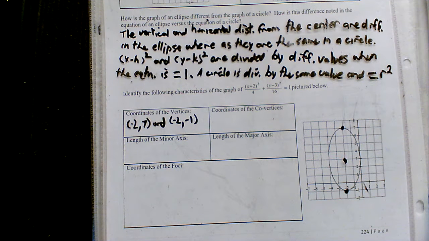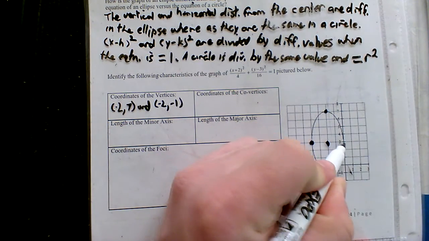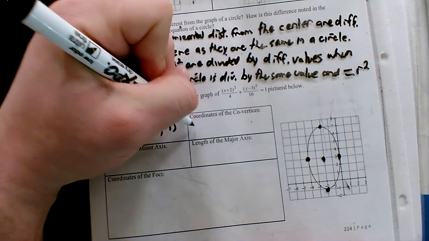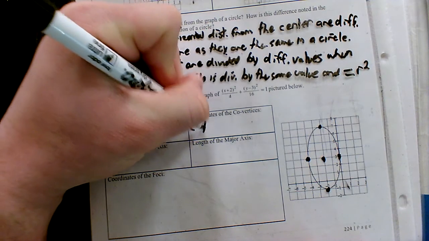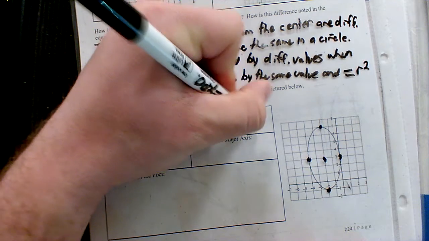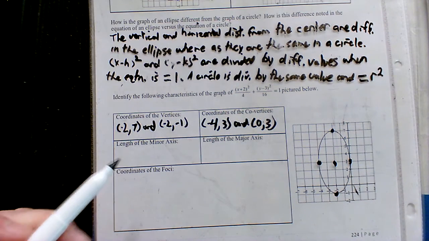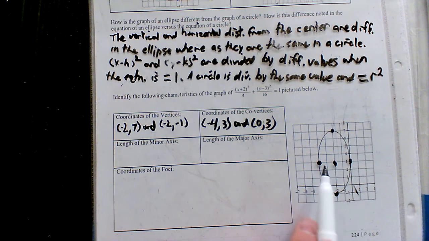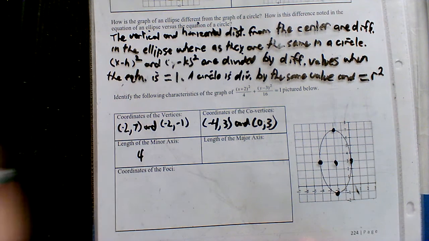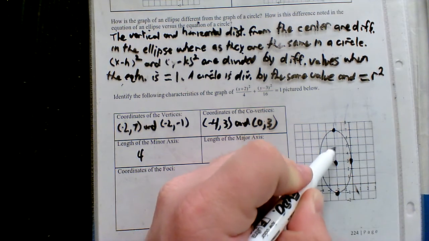Alright, the covertices are the points that are the closest to the center. So that would be this point here and this point here. They are the closest. So the coordinates of that would be -4, 3 and 0, 3. Length of the minor axis, well, that's the smaller one. 1, 2, 3, 4, the distance the whole way across. Length of the major axis, 1, 2, 3, 4, 5, 6, 7, 8.